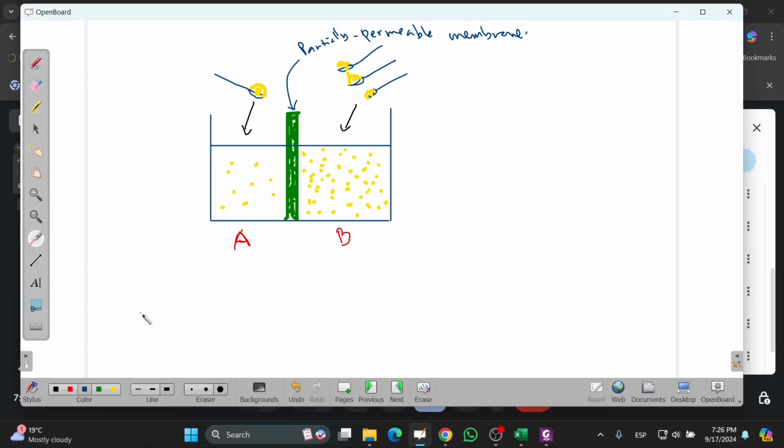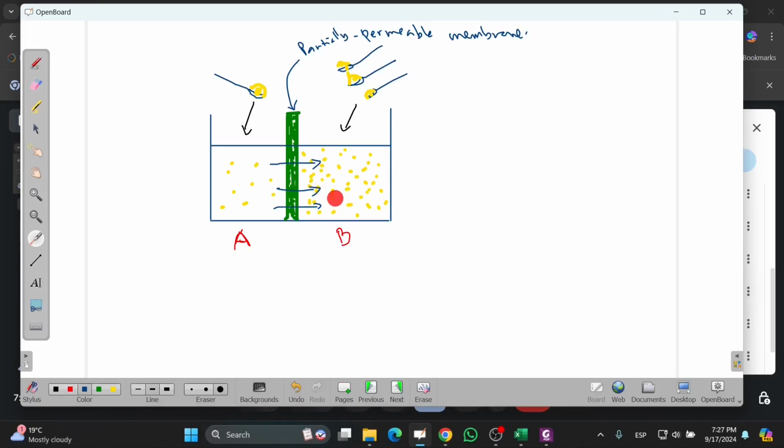We can diffuse water from A, so there will be less water in A. Yes, exactly. I agree with you. If water moves from A to B, then A will become more concentrated because it will have less water in it. It will taste sweet. And this one that is getting water will taste watery. Eventually, both sides will taste the same.